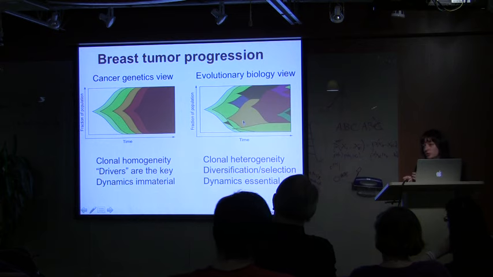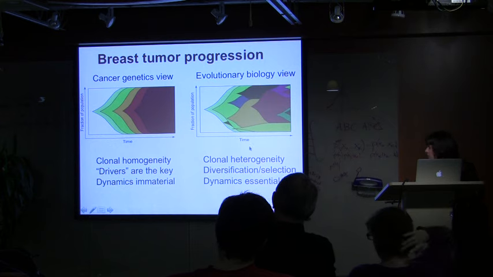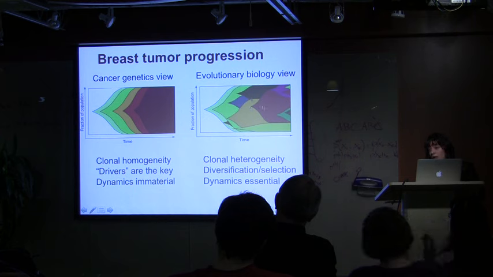So a clone is a progeny of a cell. That's what we call a clone. These clones can change during tumor progression, and they can also interact with one another in the tumor and influence the phenotype of the tumor.